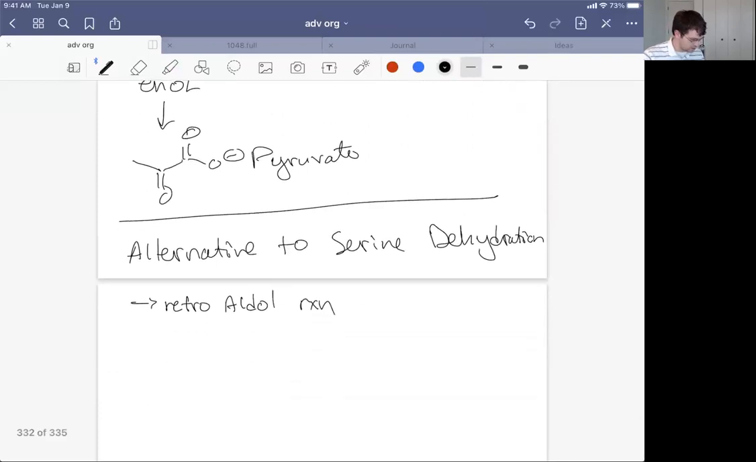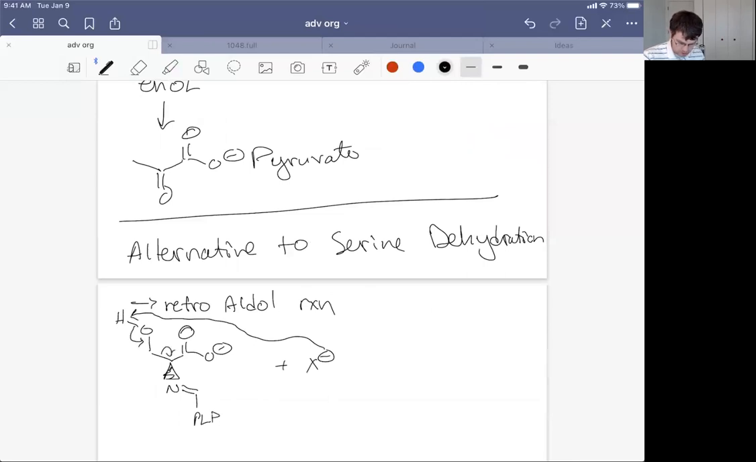With the retroaldol reaction, what we do is we take serine and we deprotonate the OH to push the negative charge into the alpha position.